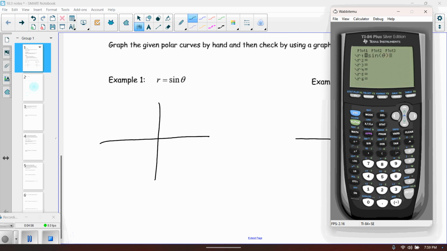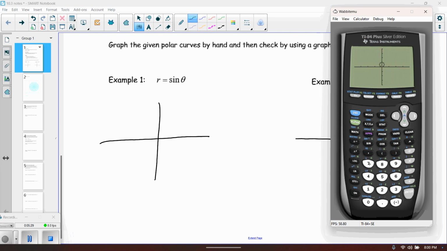And then we're going to push zoom 6. Now I always push zoom 6. That gives me a standard 10 by 10 window. Problem is that doesn't really do a whole heck of a lot for us because this is in polar mode. That would be really nice if it was in rectangular. Doesn't really look very good, to be honest with you. So I'm going to go back to zoom, and what you should notice is that you have number 7, which is a trig function. So let's push 7 for trig, and now it looks much better.